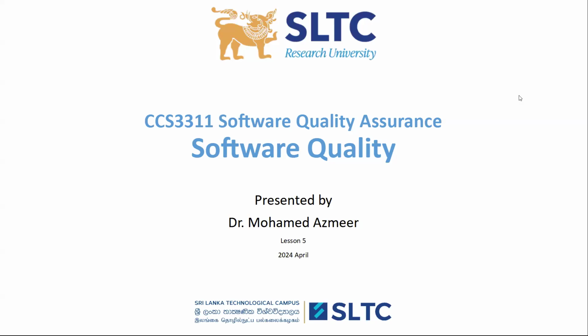Okay, so we were talking about various aspects of quality so far. We looked at the BNB model and the importance of quality assurance, things like that. So today we're going to look at one aspect of software quality assurance, trying to understand what is software quality.